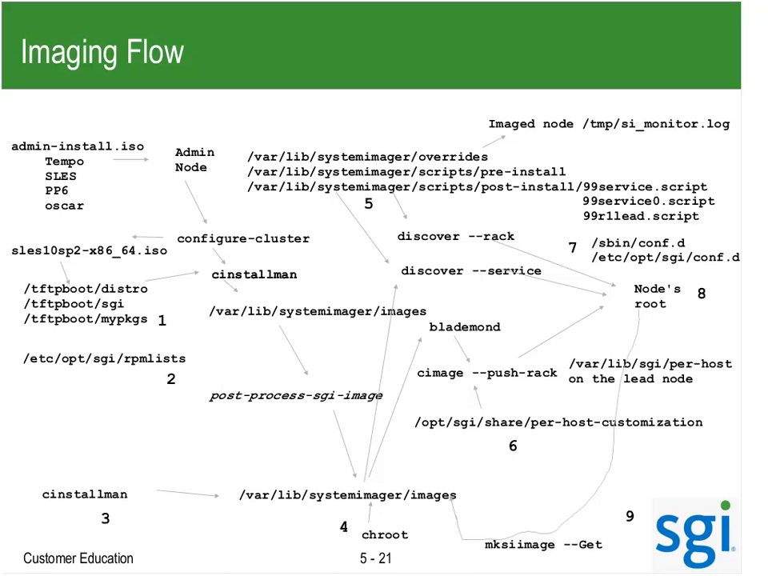Now, cimage, when it's pushing there, is putting a /var/lib/sgi/per-host directory in the lead node. So after the 8th place, I kind of missed it here. The other place that we can make changes is per host customization. That's for the compute nodes. Those are actually running on the lead node when it runs. And then lastly, once I've got a node's root for service nodes, I can copy that root, rsync it with a --get, and then that puts it back into the images directory with a new name.